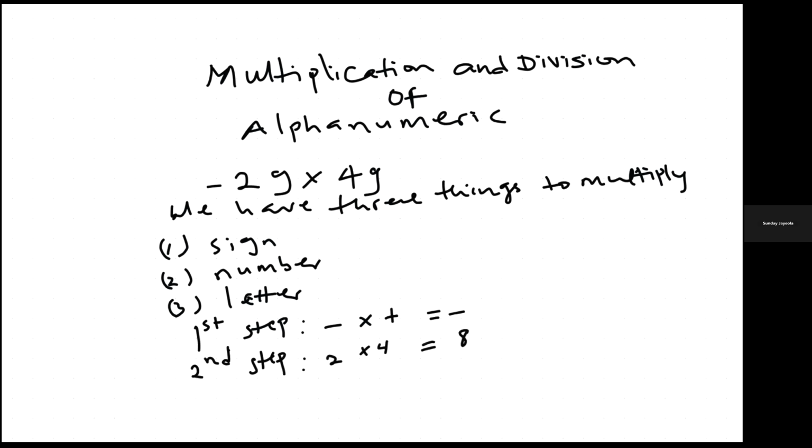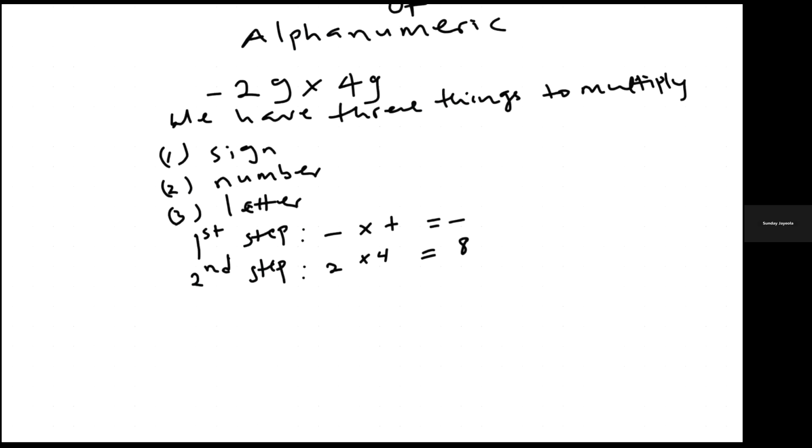Likewise, the third one, we have what I call the letter, which is called the variable. So it's going to be the third step. The variable, which is g, multiplied by g. When you have g multiplied by g, it's going to be g raised to power 2.